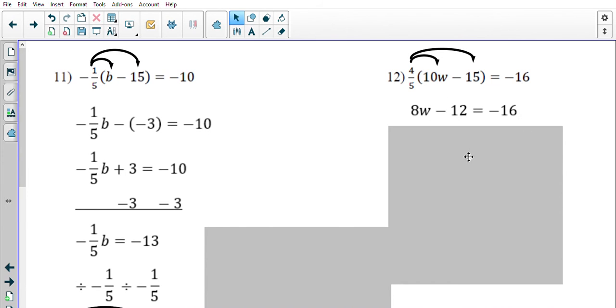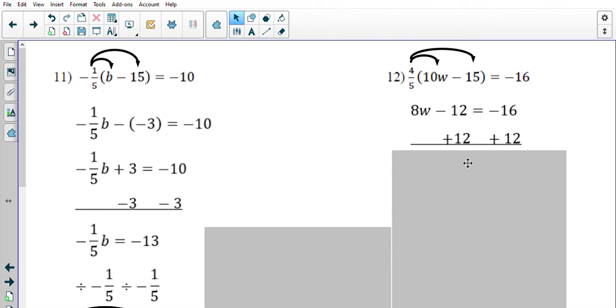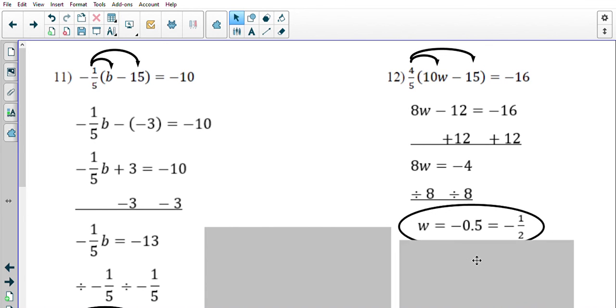All right, let's add 12 to both sides. That's going to get us 8w equals negative 4. Negative 16 plus 12 is negative 4. Divide both sides by 8. Again, these steps should be becoming really routine. Remember, division is not commutative. You want to do negative 4 divided by 8, not 8 divided by negative 4. You will get negative 0.5 or negative 1/2. It doesn't matter how you write your solution, but you will get negative 1/2 or negative 0.5 for your solution here.